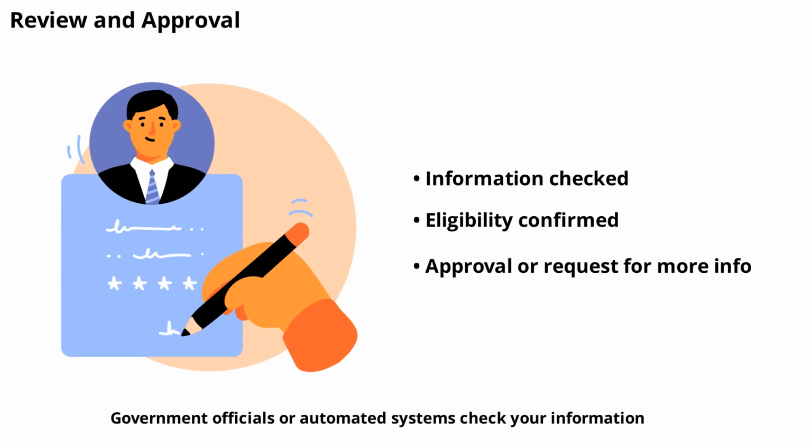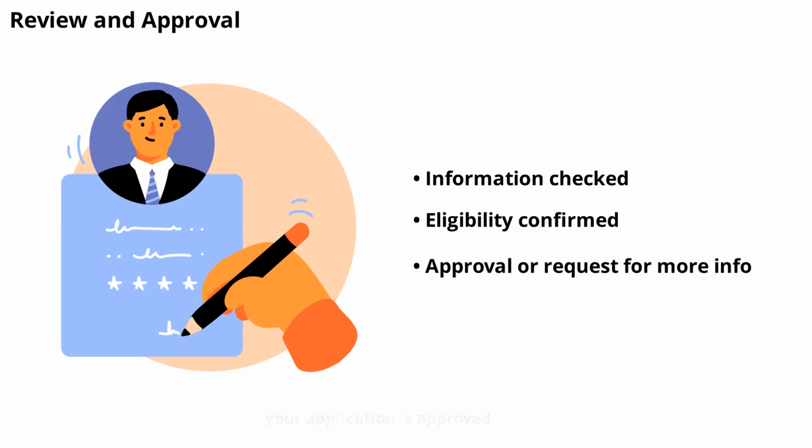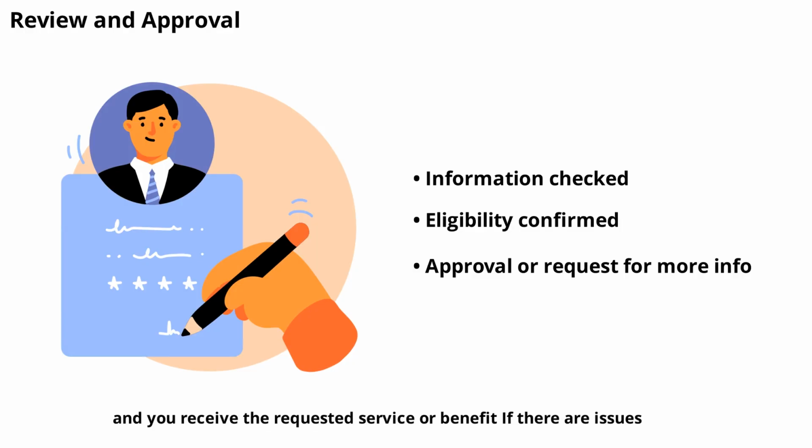Government officials or automated systems check your information and documents to ensure everything is in order. They may verify your identity, check your eligibility, and confirm that all requirements are met. If everything is correct, your application is approved and you receive the requested service or benefit. If there are issues, you may be asked to provide additional information or correct errors.